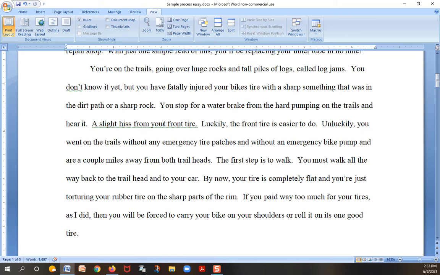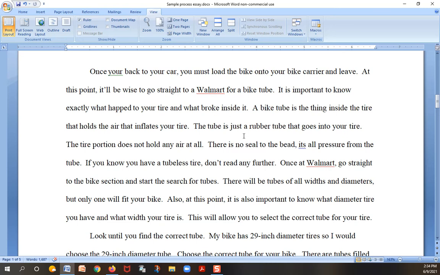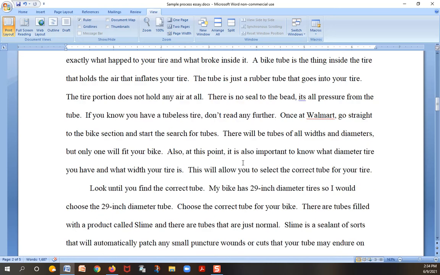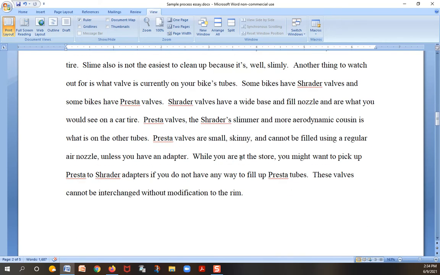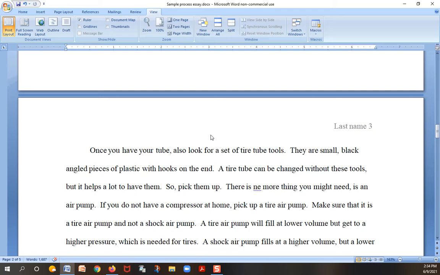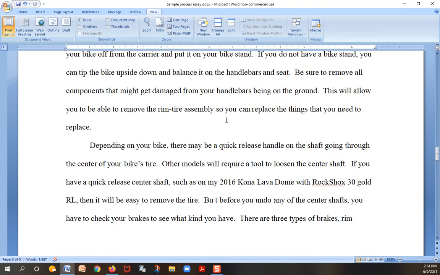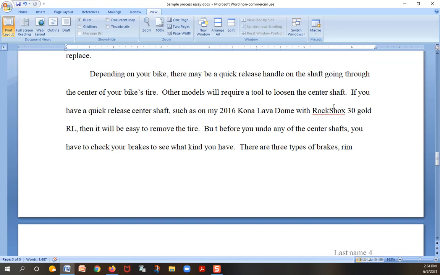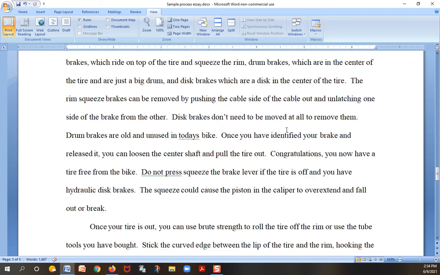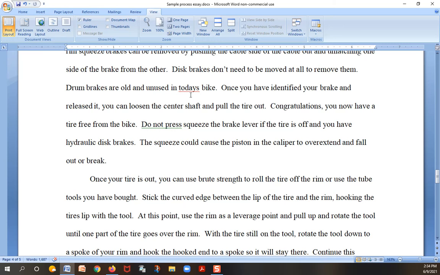Sometimes they are spelling. Of course, Walmart is spelled correct here, but Word doesn't know everything. Schrader is not spelled right here, actually. I believe it's S-C-H-R-A-D-E-R, but even if it was, or the word Presta, these are unusual. So you've got to go in and take care of those. Sometimes it's just a word that's missing a letter. Here it says it should be 2 words. I believe RockShox is actually written as 1. Here today, see how it's missing punctuation? We need an apostrophe in there. Here sometimes it doesn't make sense. Do not press squeeze.